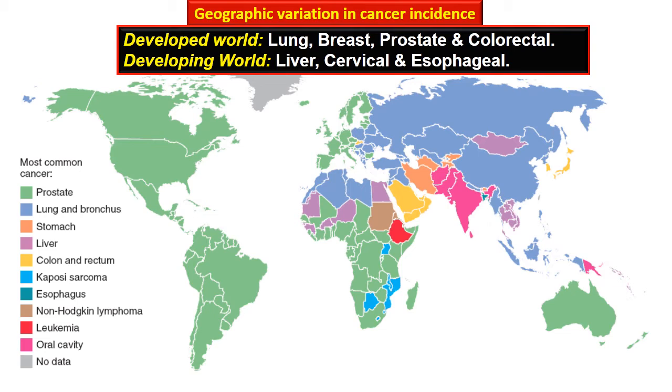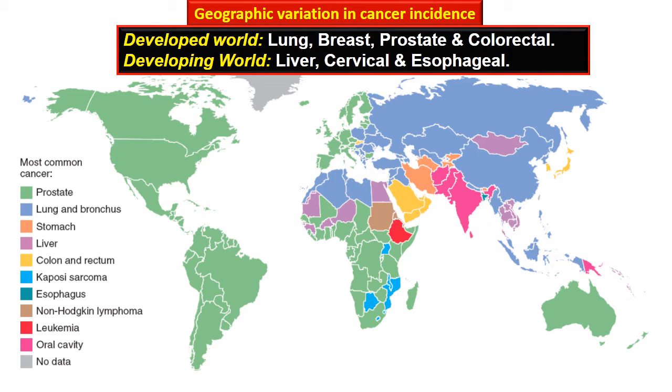The blue color is for Europe, China and Russia, and here the commonest variety of tumor is lung and bronchus tumors, while the magenta color is for the subcontinent, and here oral cavity tumors are the commonest. The yellow is for Saudi Arabia and some other Arab countries, where colon and rectal carcinomas are commonest.